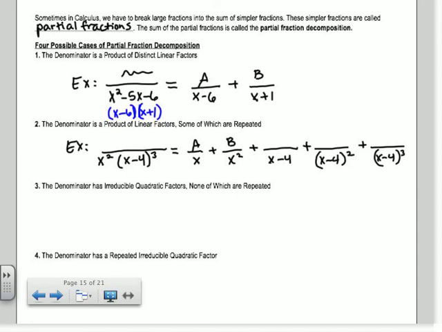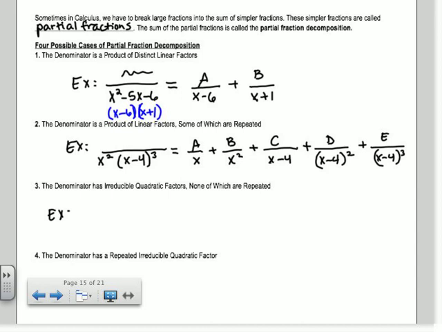So C, D, and E. So even though this last one is x cubed, if you actually FOILed it out, it was a repeated factor. So it's just 1. Since it was x minus 4, it's just E. You're going to explain what A, B, and C are. Mm-hmm. We're going to find them.